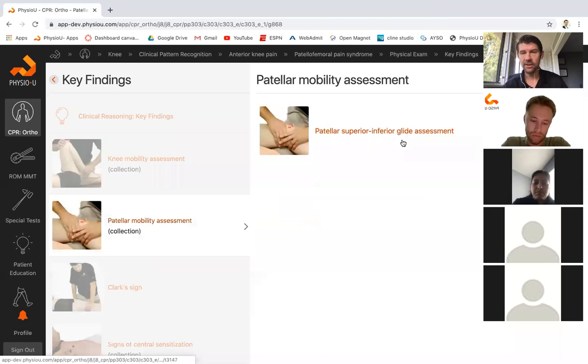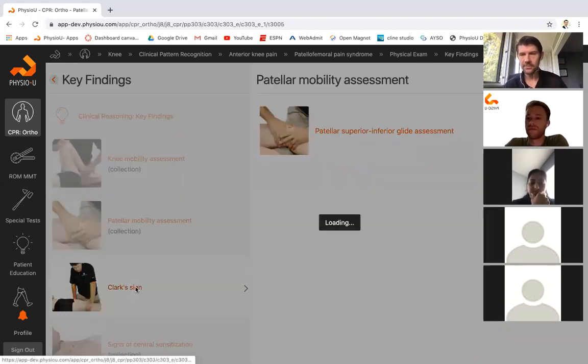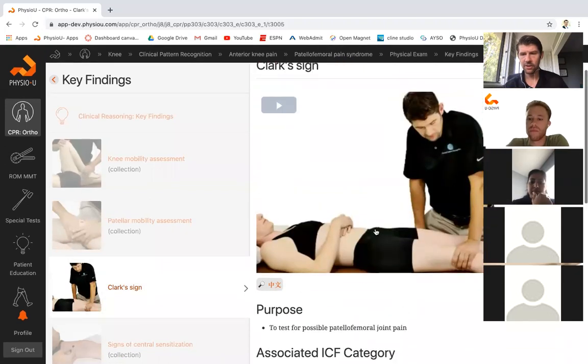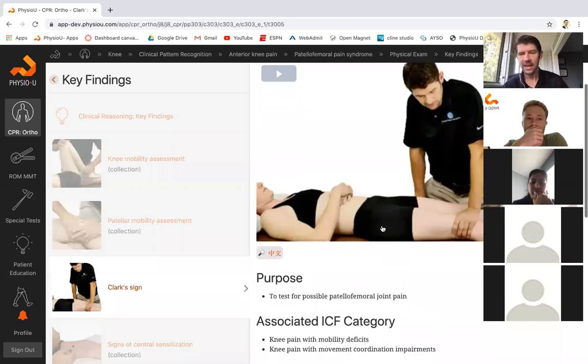right? Another key impairment is we probably want to look at patellar mobility, right? We want to look at how the patella moves. How does it glide, right? Superior, inferior, medial, lateral, right? You guys threw out Clark's sign, right? So yeah, kind of pushing down just superior to the patella, have them contract their quads.